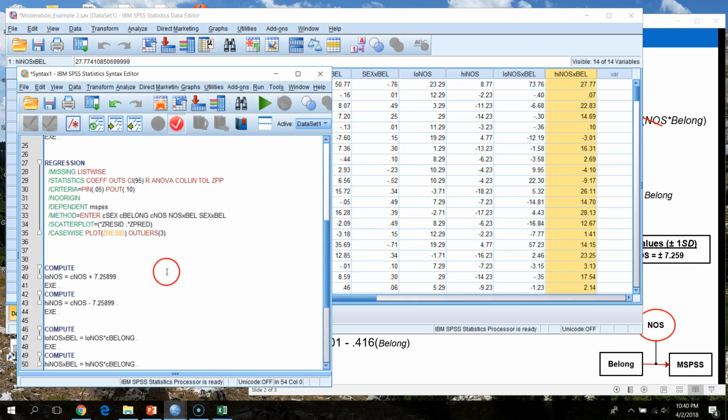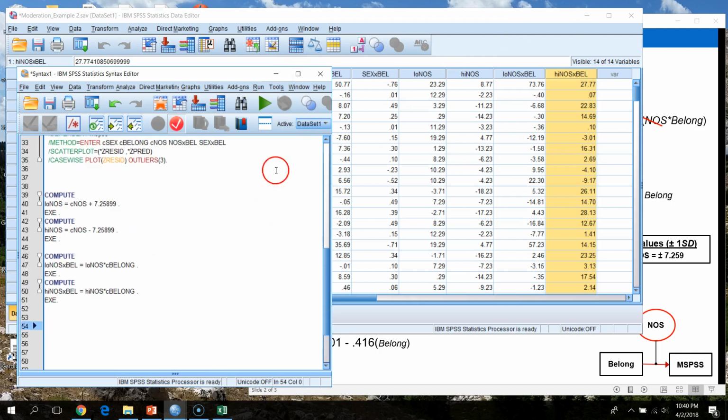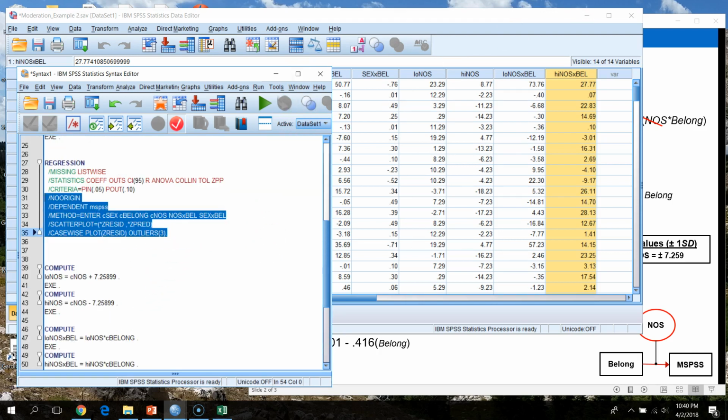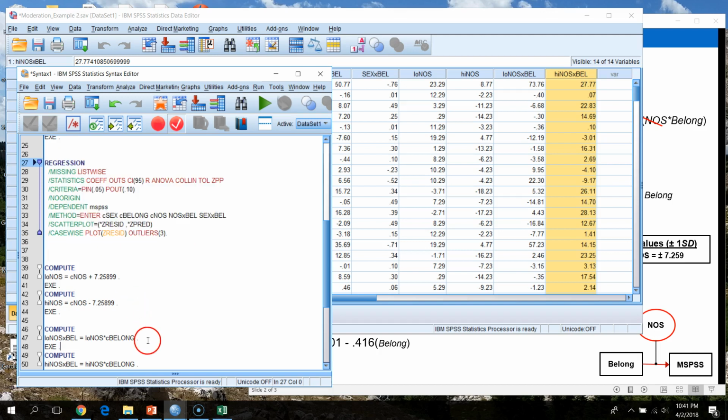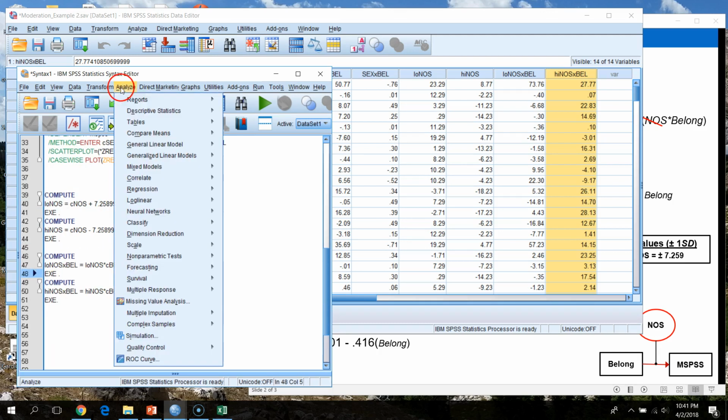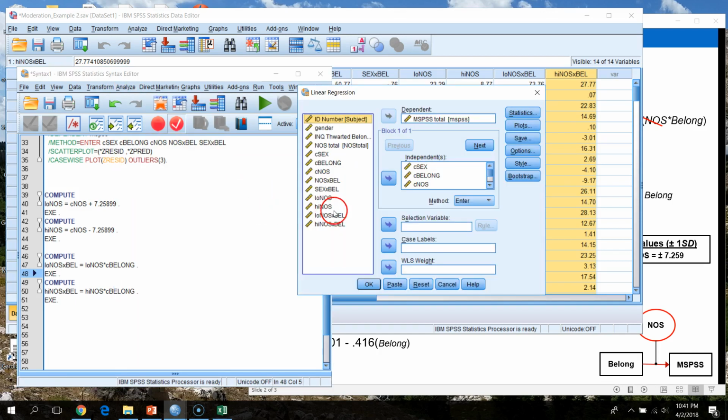Okay, so what we're going to do now is I'm going to take a shortcut. Actually, no, I'm going to go analyze regression linear. Okay, so I'm going to keep this, right? And let's just reset these so we can start from scratch. I want my centered sex variable and my centered belongingness variable, because that's my conditional effect right there.